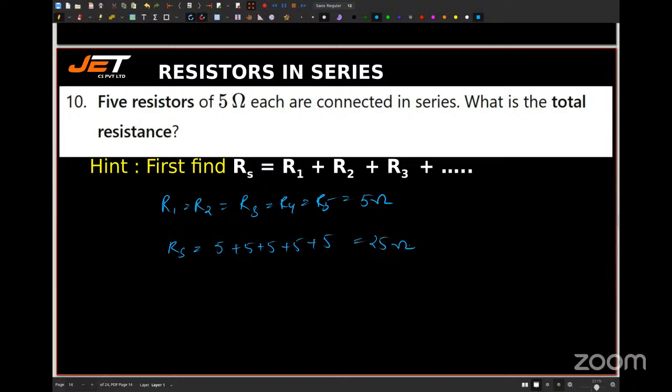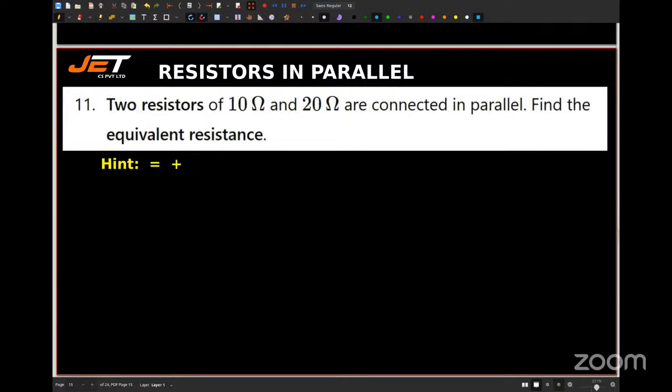Moving on to next. So we are done with solving a few basic problems in resistors in series. Now we'll move on to resistors in parallel. So basically, how do you find resistors in parallel? It is 1 by Rp equals 1 by R1 plus 1 by R2 plus 1 by R3, and so on up to 1 by Rn. If you remember in the previous class we were talking about this, and I told you it is R by n, right?